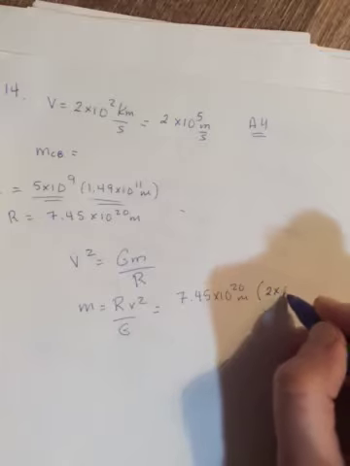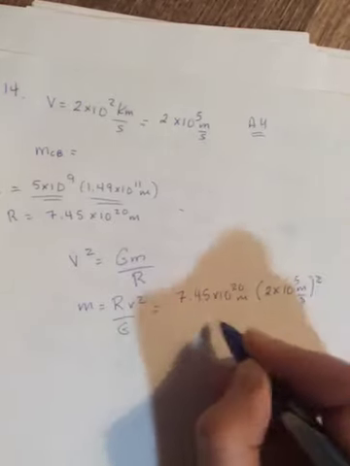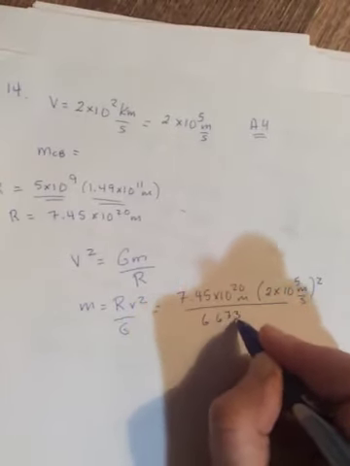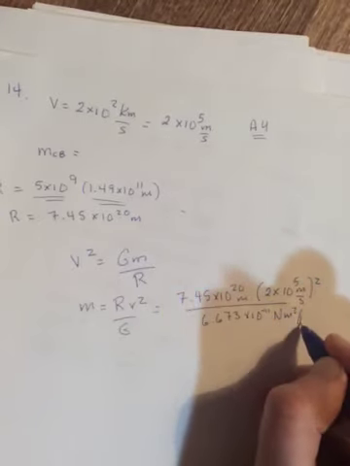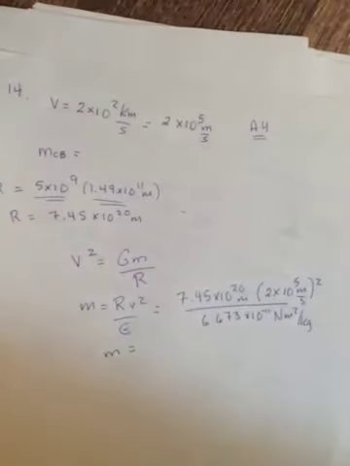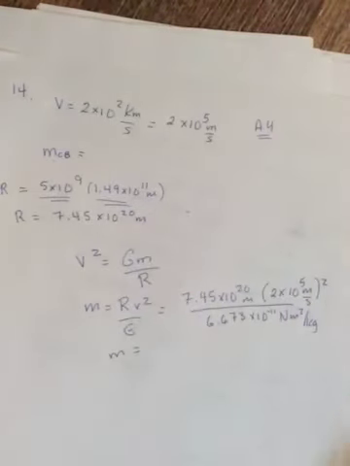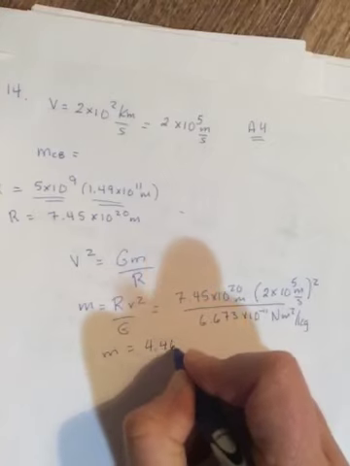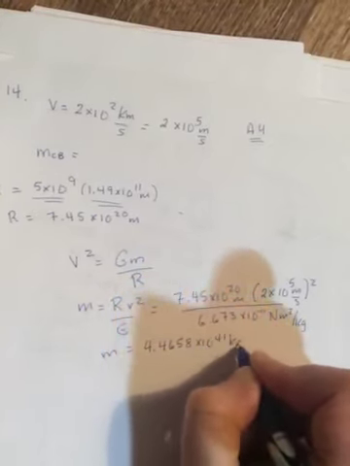You just have to change it to meters per second. So 2 times 10 to the 5th meters per second. Don't forget to square it. And then over 6.673 times 10 to the negative 11 Newton meters squared per kilogram squared. Mass is equal to, and when you do this, you should get 4.4658 times 10 to the 41 kilograms.